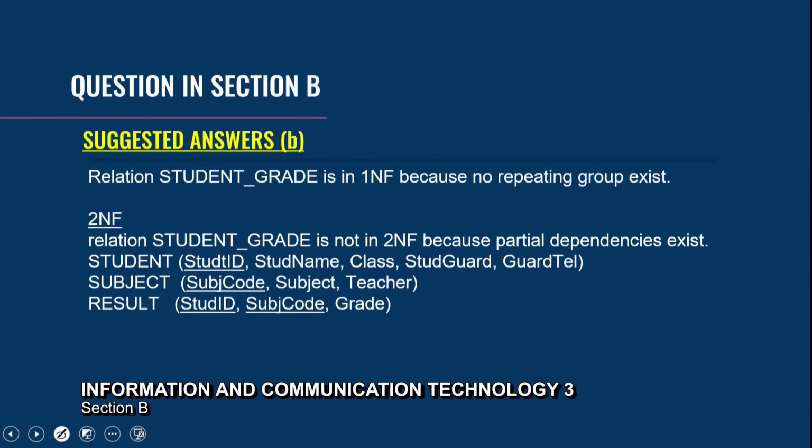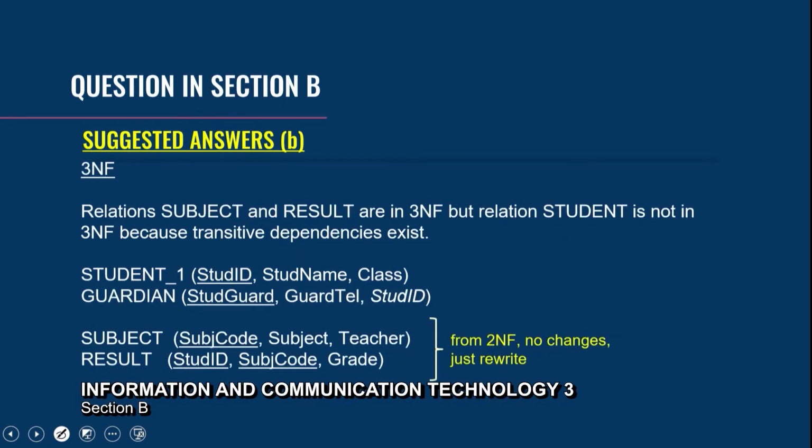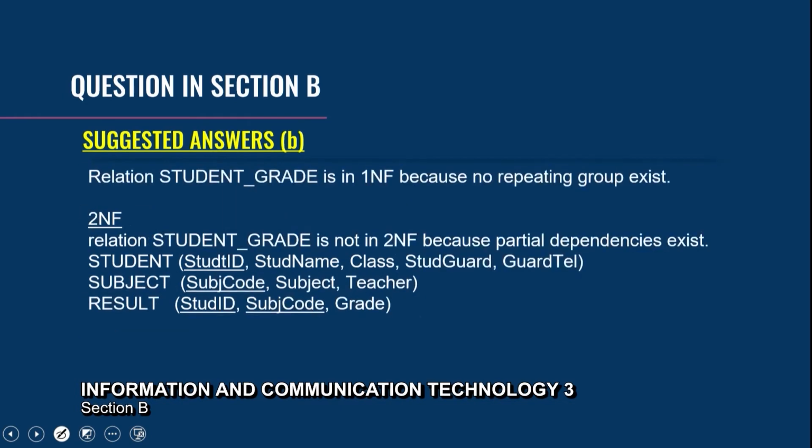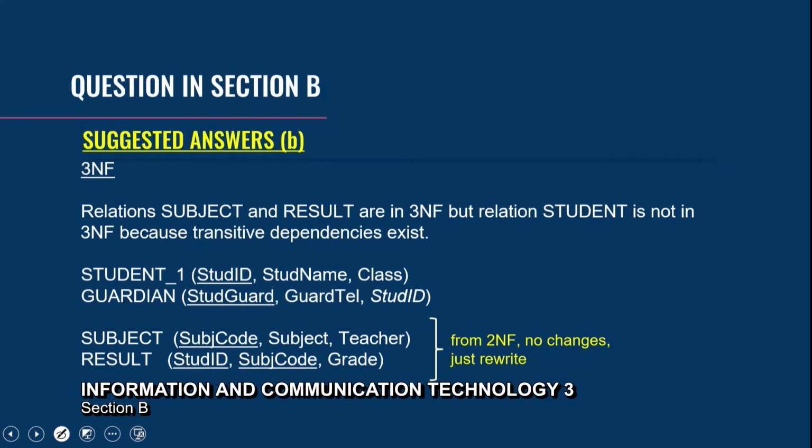So you rewrite from the functional dependency in the previous question, you write in relational schema. Then you get this. And then for third normal form, relation subject and result are in third normal form. Subject and result are already in third normal form, but student is not in third normal form. So you have to remove the transitive dependency for only the student relation. The rest two, don't do anything. It's already in third normal form. So after you remove the transitive dependency, then you get that one.